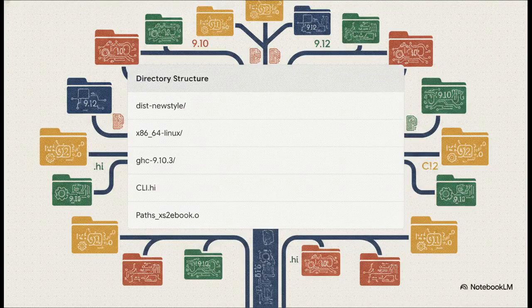You run a build, and you are just staring at this massive, overwhelming tree of obscure files and folders. You've got folders for your architecture, like x64-Linux, folders for specific compiler versions like GHC 9.10.3 and GHC 9.12.2, and then this seemingly endless list of files attached to your project components. You see things like paths_xs2book, CLI, converter, parser, main, all just repeated over and over with these strange different extensions.